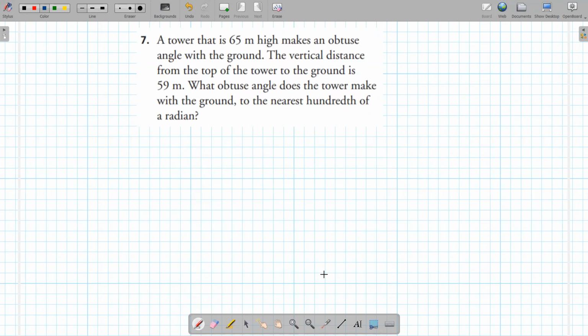So a tower that is 65 meters high makes an obtuse angle with the ground. What does that mean? That means our tower is probably slanted, because otherwise there's no way it makes an obtuse angle. So that's our tower. How tall is it? It's 65 meters this way, not vertical distance. And then the vertical distance from the top of the tower to the ground is 59. What obtuse angle does the tower make with the ground to the nearest hundredth of a radian?